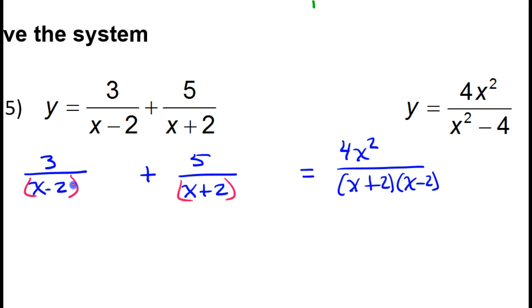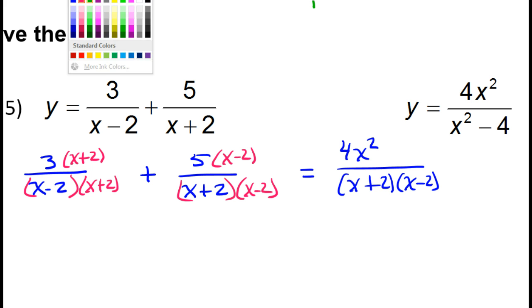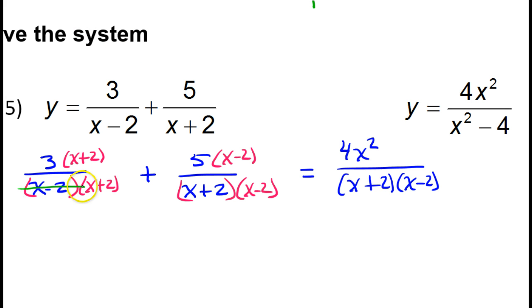So this first fraction needs an x plus 2 in it. So I'll put an x plus 2 in the denominator and in the numerator. So now it has both of those. This has an x plus 2, so it needs an x minus 2, in the numerator and denominator. This already has both, so I don't need to change anything. Now that my denominators are the same, I can cancel them all out.